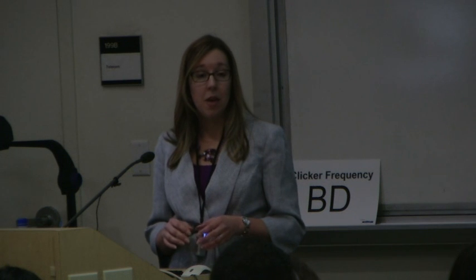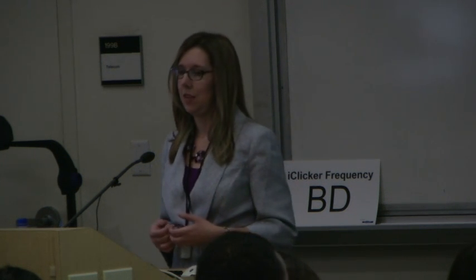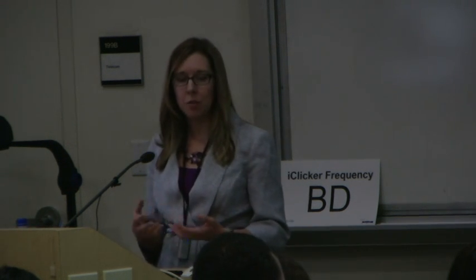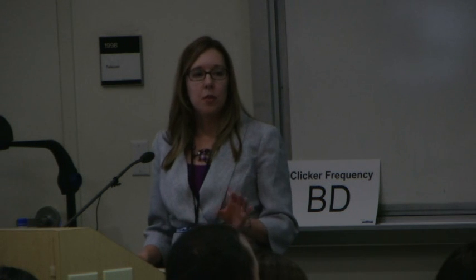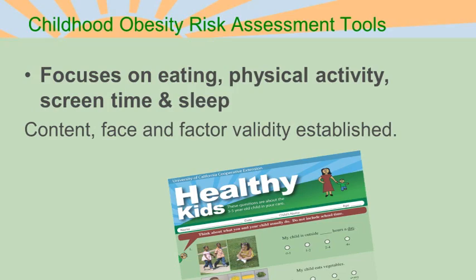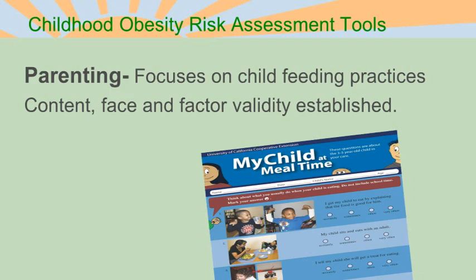So for example, parent modeling was very important in this audience. So modeling fruit and vegetable intake, being physically active with their children, those sorts of things. So we had a long list of behaviors that we wanted to target and focus on. Those then were translated into a risk assessment tool that had two parts. One is what we called Healthy Kids, and it focused on the eating, physical activity, sleep, and screen time behaviors. And then on the flip side, there was a parenting styles or feeding practices component that was used to tailor the intervention for the participants, and I'll talk more about that later.